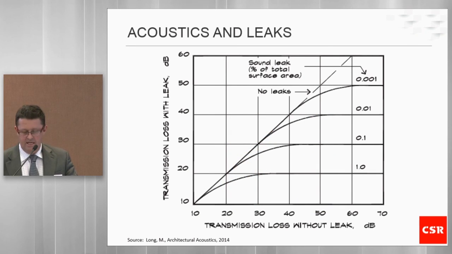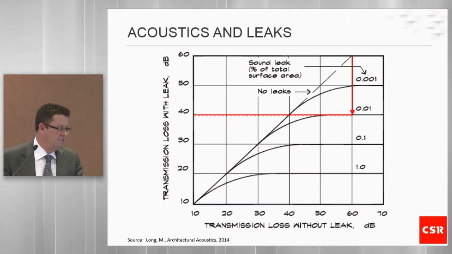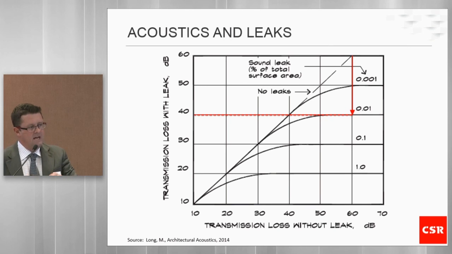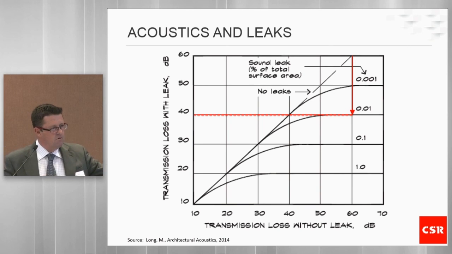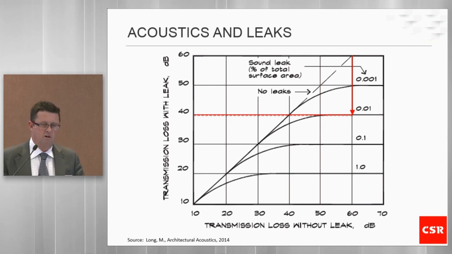And we have a look at this chart. This is from a book from 2014, and what we look at here is transmission loss without leak along the horizontal axis, and on the vertical axis, transmission loss with leak. If we take 0.01% of the total surface area, so if we have leaks or a gap in our building of around about that, what that suggests is if we had a wall that's 2.5 metres high and 4 metres wide, 10 square metres, if we had a 1 millimetre gap along the entire skirting of that wall, that would equate to about a 0.01% gap.